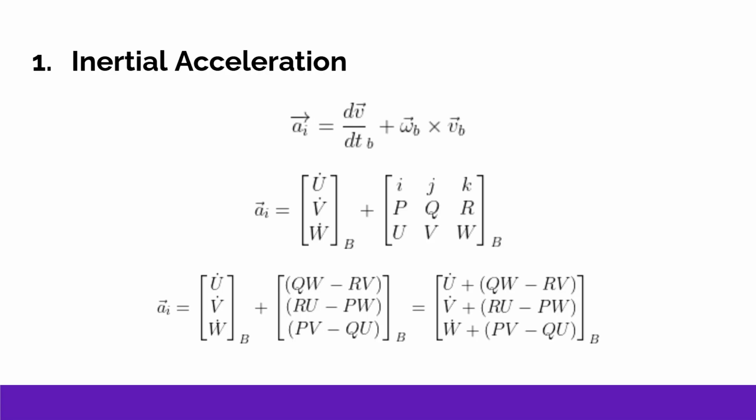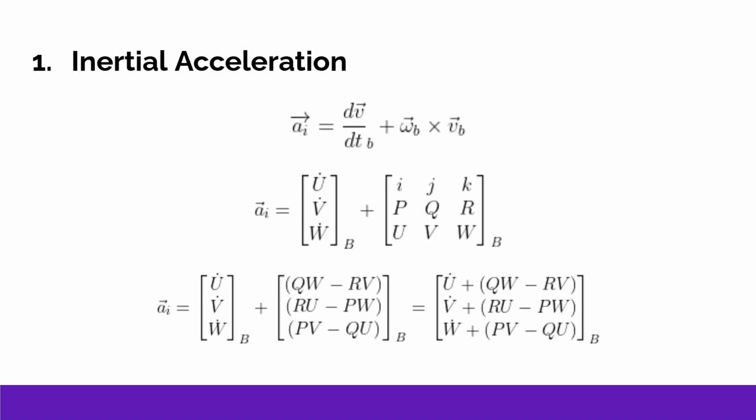So as you can see, the inertial acceleration is equal to the local acceleration in the body frame, that is dV/dt, plus the contribution of the rotation of the body frame with respect to the inertial frame to the inertial acceleration, and that is materialized by omega_b cross V_b. So omega_b is the body rates vector, and that will be p, q, and r, with p being the body rate about the body x-axis, q about the body y-axis, and r about the body z-axis.